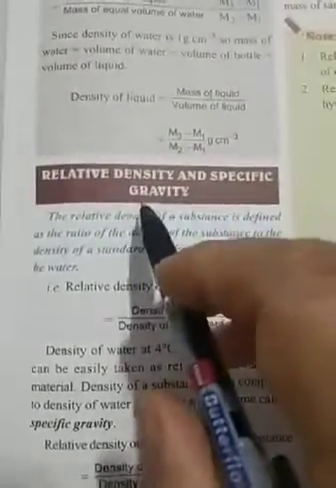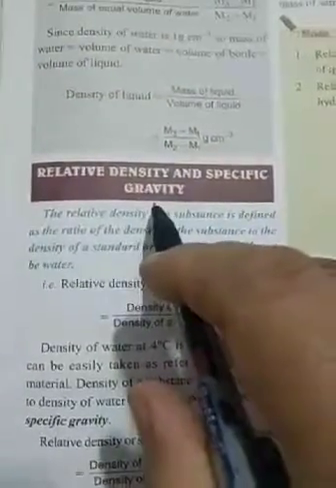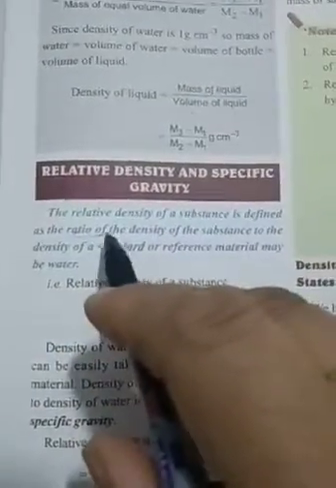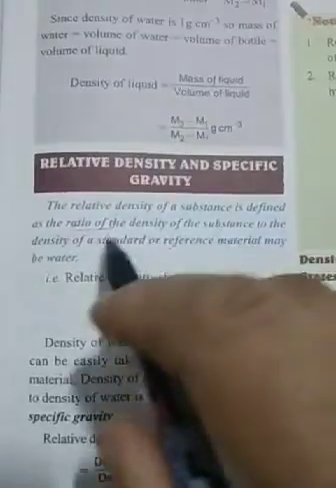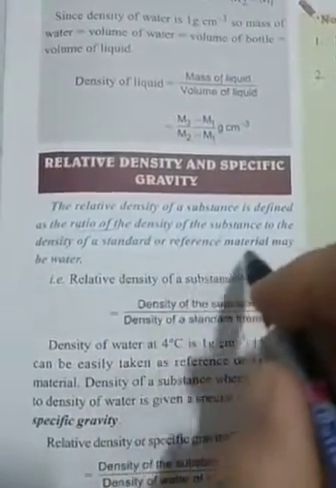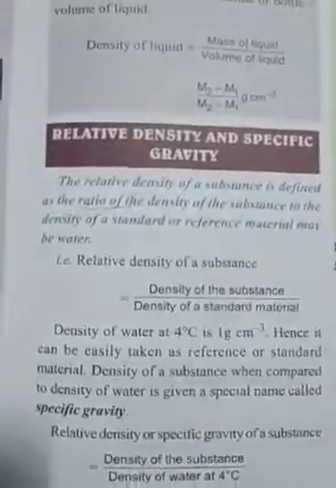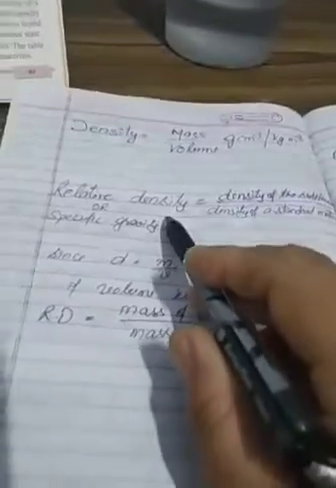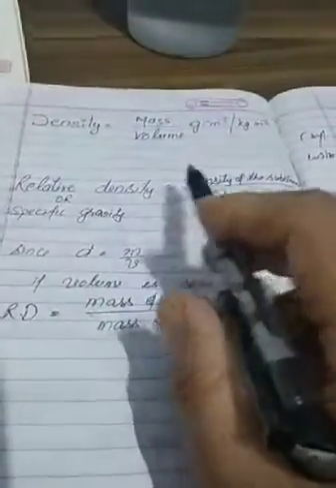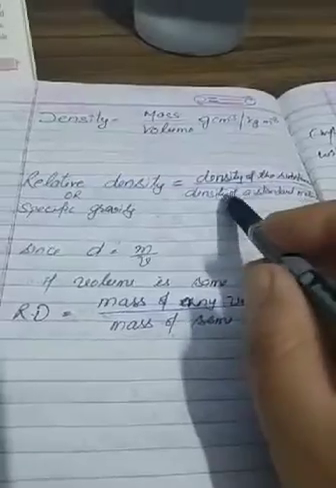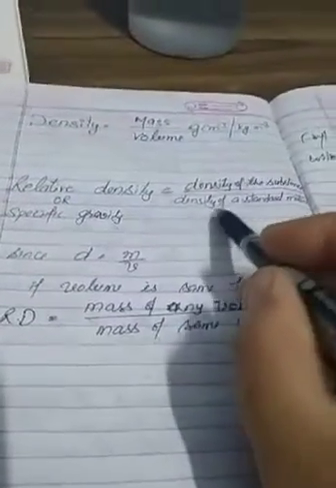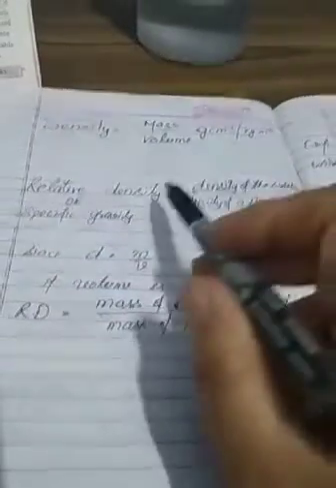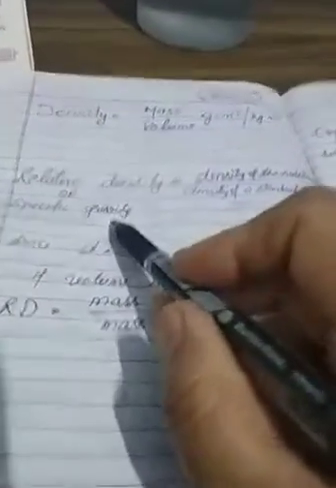Next term is relative density and specific gravity. Relative density of a substance is defined as the ratio of the density of a substance to the density of a standard or a reference material. So if we have to find the relative density of any liquid, we will compare the density of that liquid with the density of a standard substance. And if we take water as a standard substance, then relative density is also termed as specific gravity.